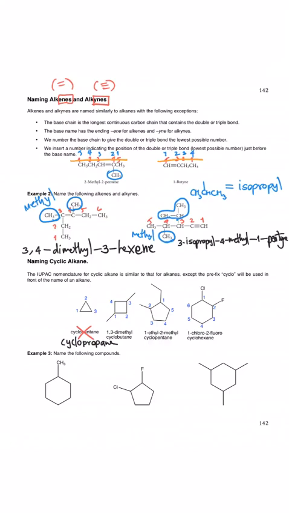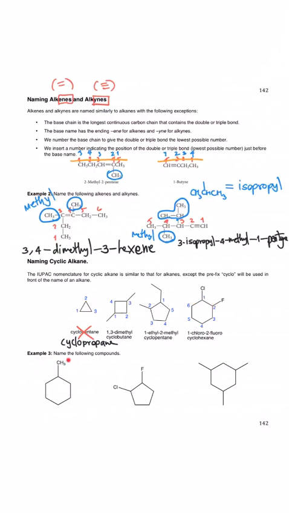The next one is this cyclic ring here. There are 6 carbons in the ring, and you have chloro versus fluoro. C comes before F. Therefore, I'm going to give this carbon as carbon number 1, followed by this carbon as number 2 because it contains the second attachment group. So therefore, the name of this compound would be 1-chloro-2-fluorocyclohexane.